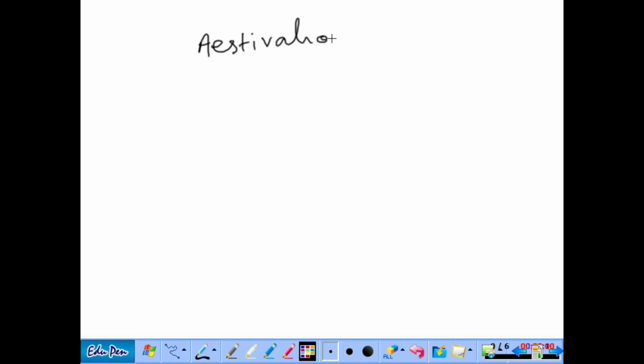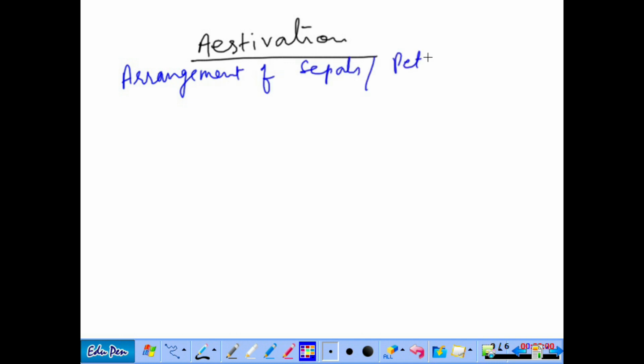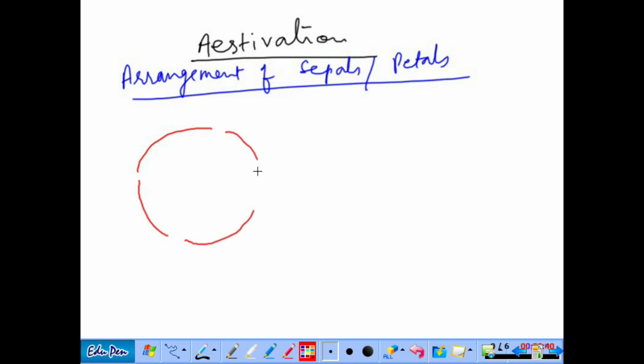एक बहुत ही इंपॉर्टेंट पार्ट आएगा, एस्टिवेशन. एस्टिवेशन इज अरेंजमेंट ऑफ सेपल्स और पेटल्स को कहते हैं एस्टिवेशन, कि कैसे उनका अरेंजमेंट है. इनको हम इस टाइप से रिप्रेजेंट करते हैं फ्लोरल डायग्राम में.